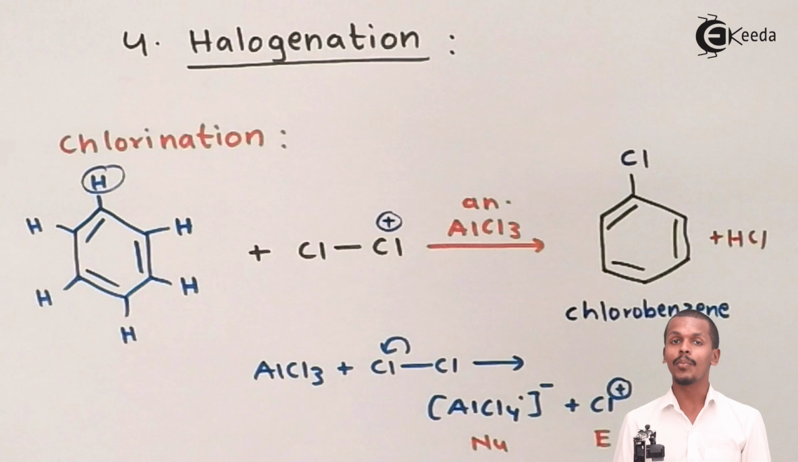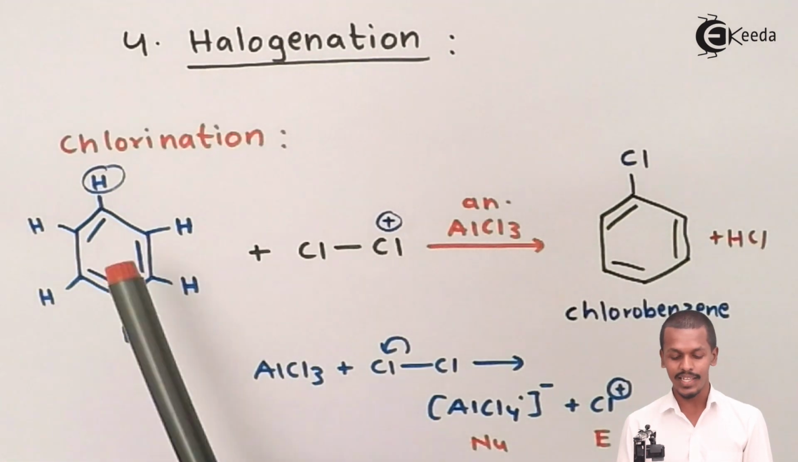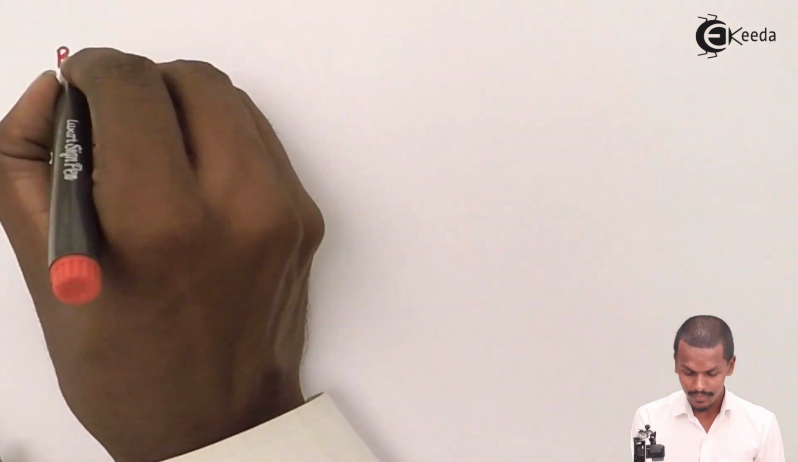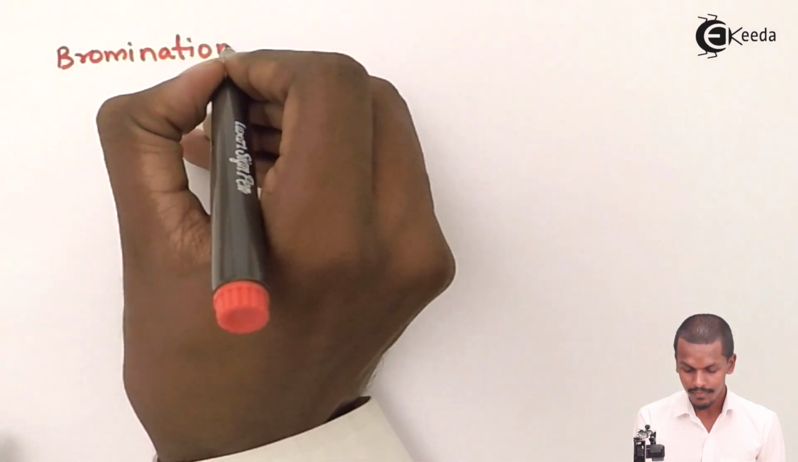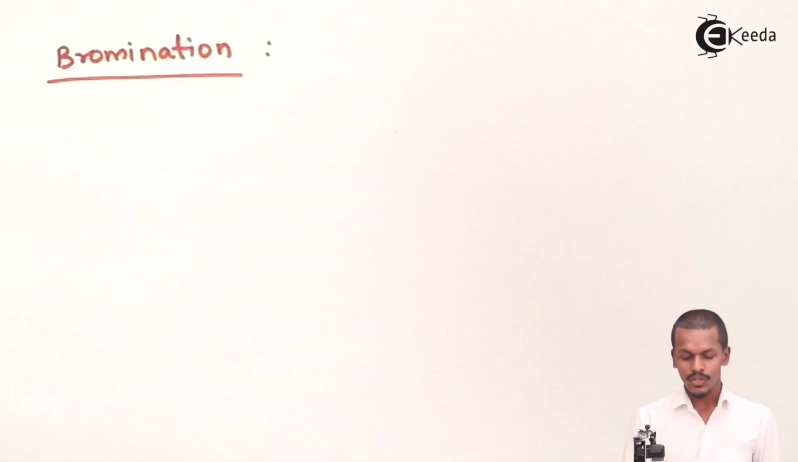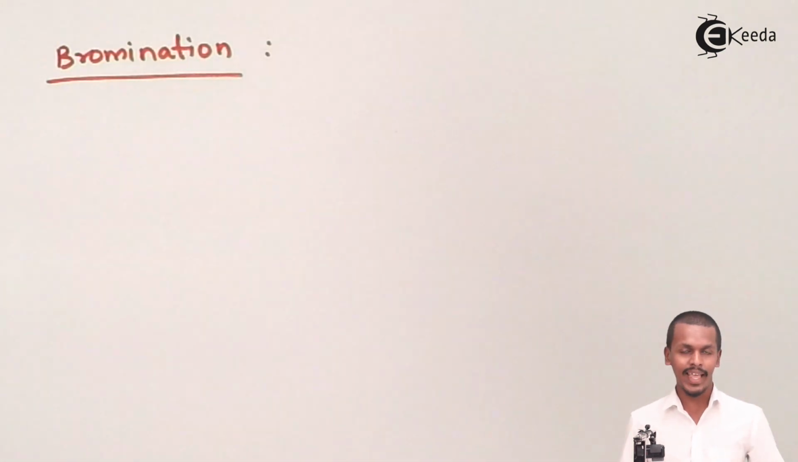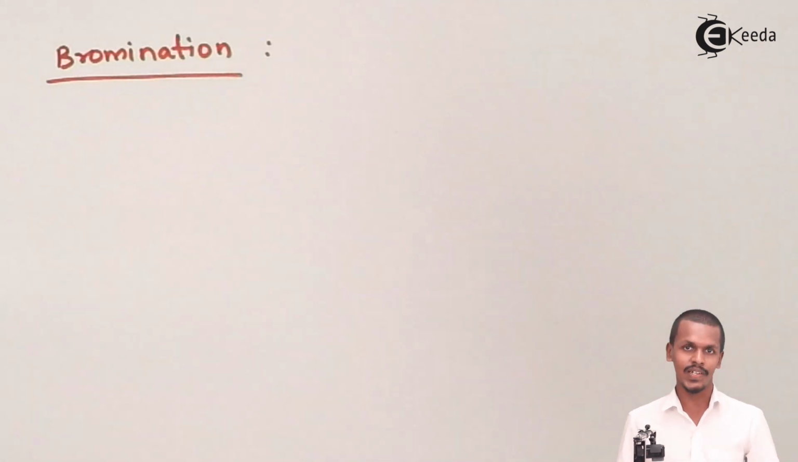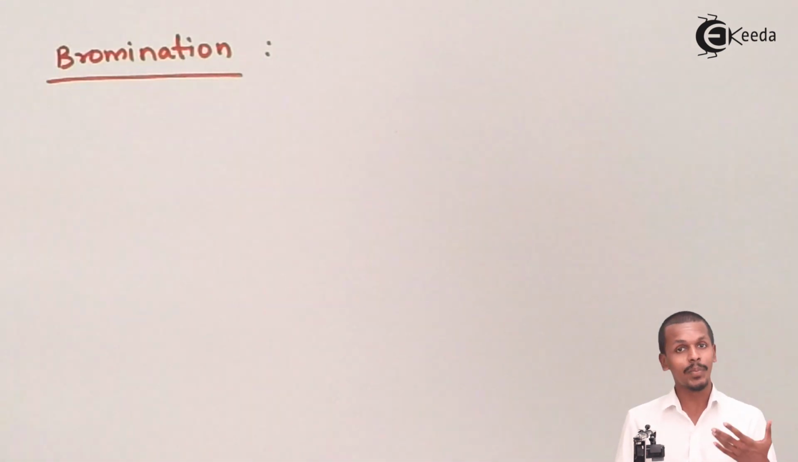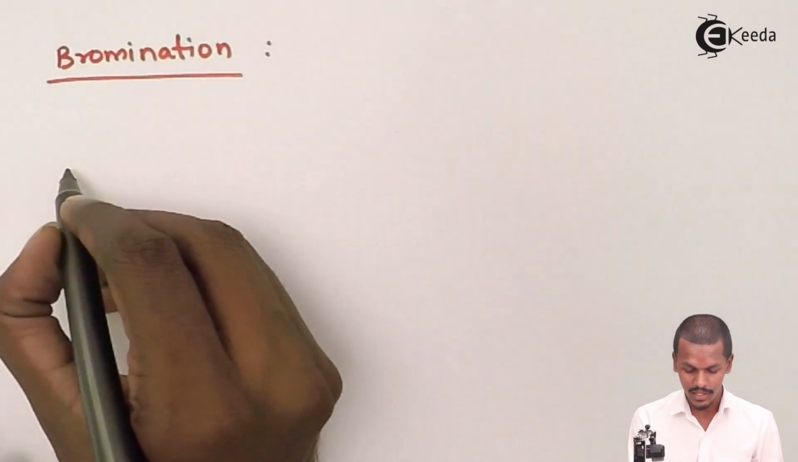So now let us talk about another kind of halogenation, that is the bromination process. Again, bromination is also a kind of halogenation process, in which the bromine molecule is used instead of the chlorine molecule that we have talked about. So the catalyst required in this case would be different.